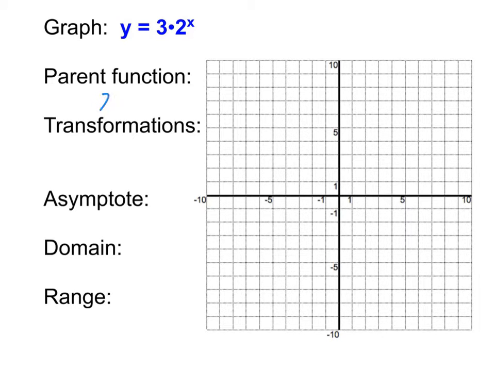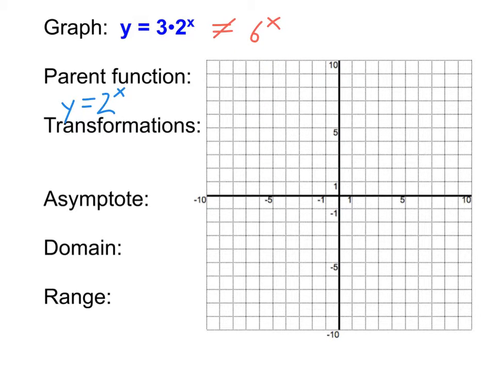It's just the 2, yeah. And so your parent function is just y equals 2 to the power of x. Notice the 3 is not to the power of x. That's also why this is not the same as 6 to the power of x, because the 2 is to the x, but the 3 isn't, so I can't combine those.